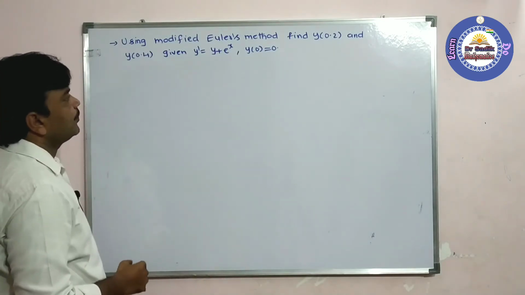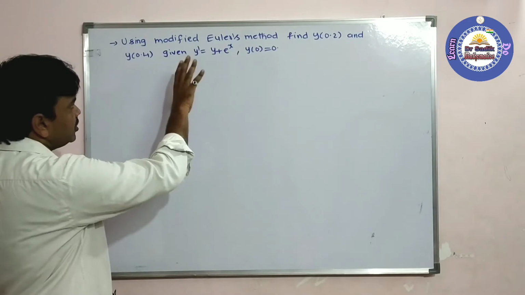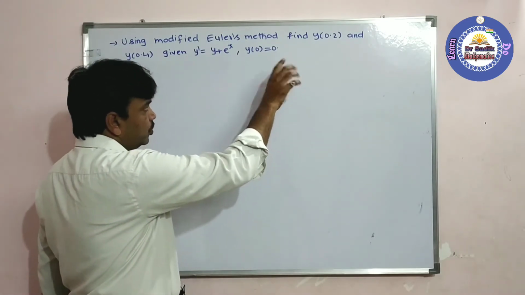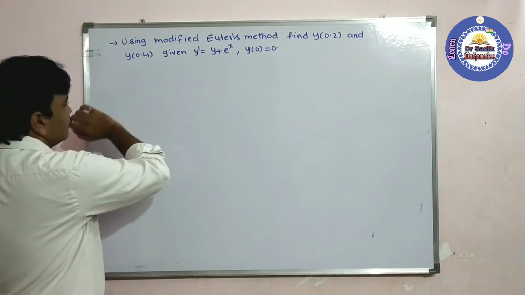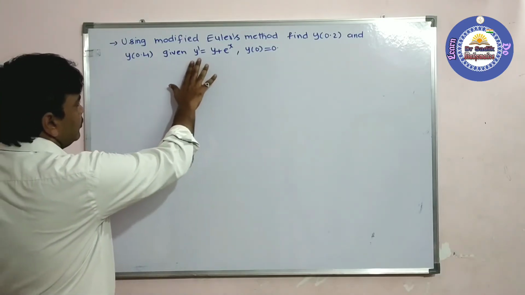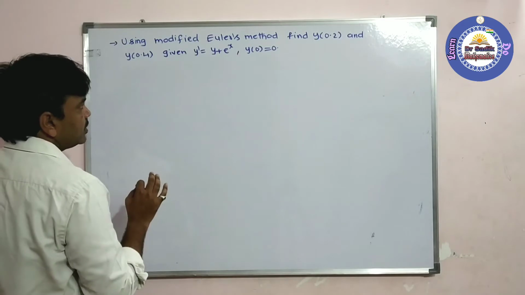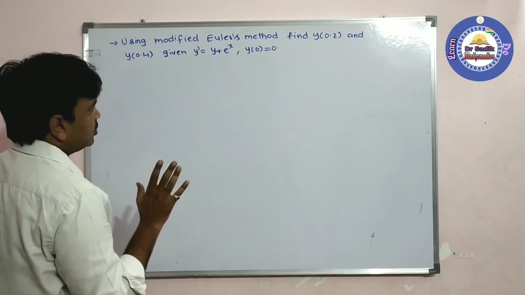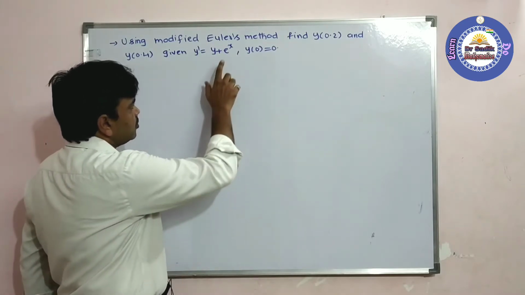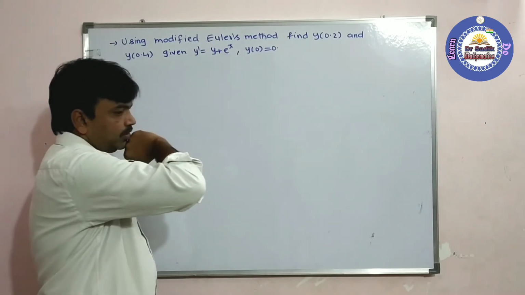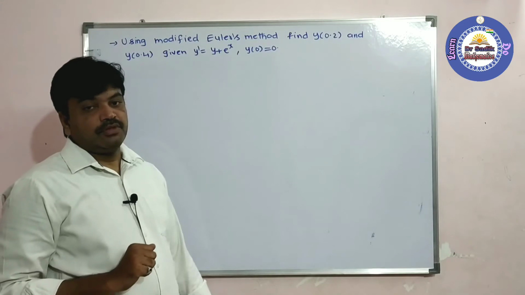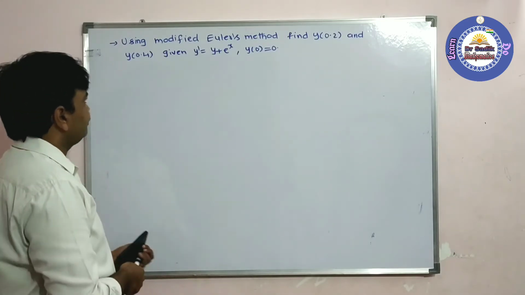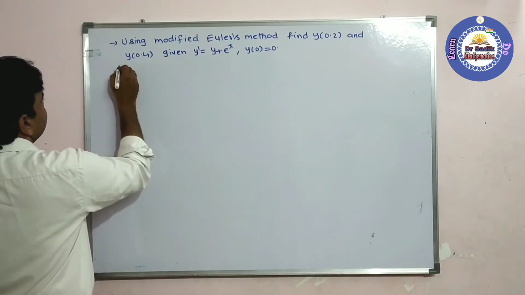Using the modified Euler's method, find y at 0.2 and y at 0.4, given y' = y + e^x, y(0) = 0. Now see, students, this problem has an exponential function, not an algebraic function, so that is why I chose this problem. Okay, students, right. Solution.